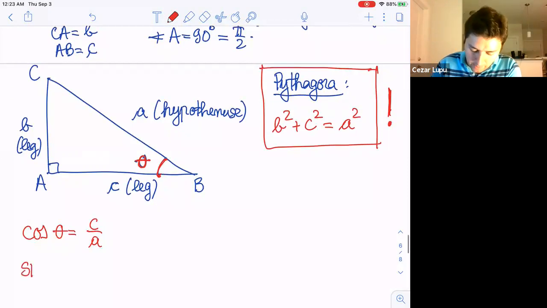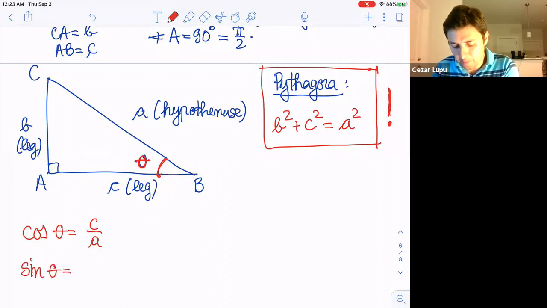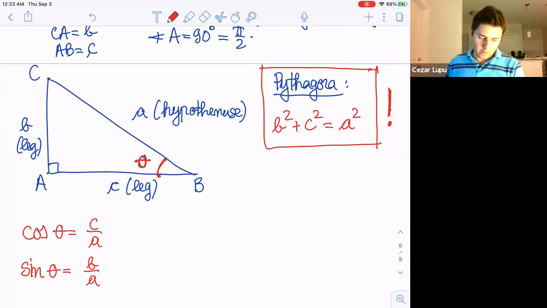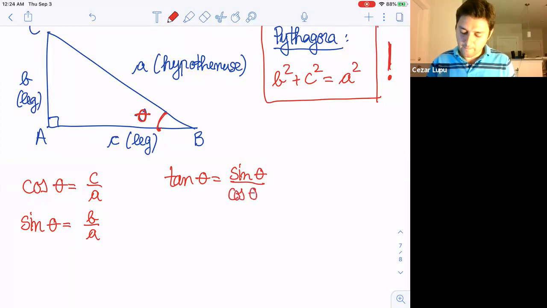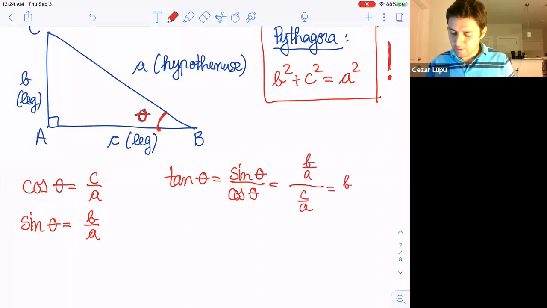For example, now sine of theta will be the opposite leg over the hypotenuse, which is B over A, right? Okay. And now, if you want to compute the tangent of theta, it's quite simple. The tangent of theta is nothing else than just, as the way it's defined, sine of theta over cosine of theta, which, if you want to plug this in, is B over A, everything over C over A, which is B over A times A over C, which is B over C.